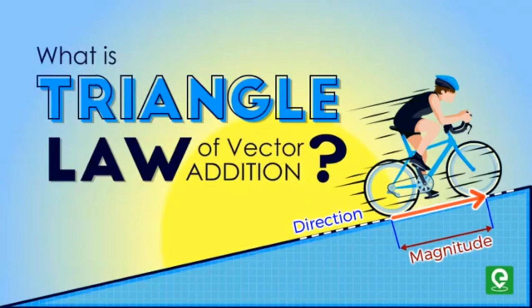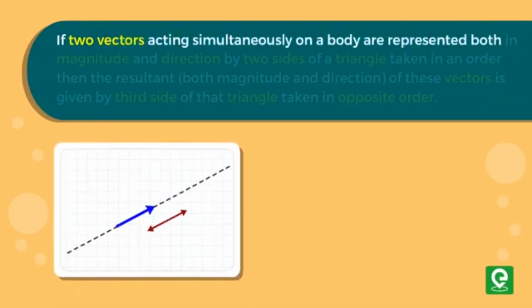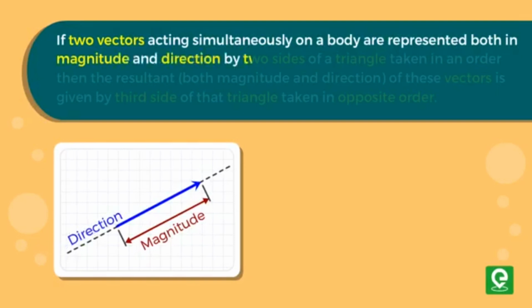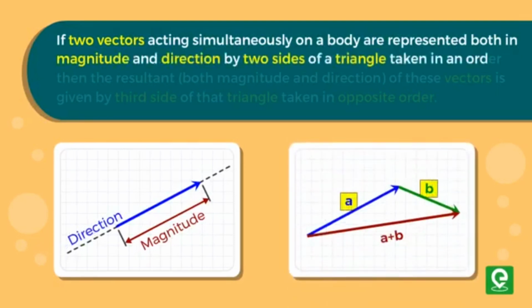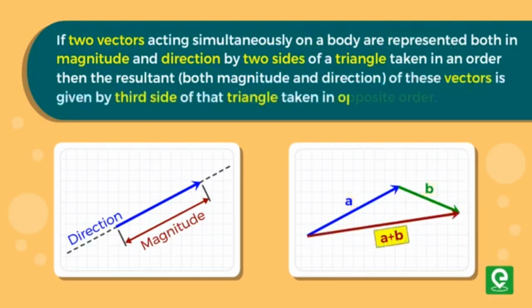Triangle law of vector addition states that if two vectors acting simultaneously on a body are represented both in magnitude and direction by two sides of a triangle taken in an order, then the resultant of these vectors is given by the third side of that triangle taken in opposite order.